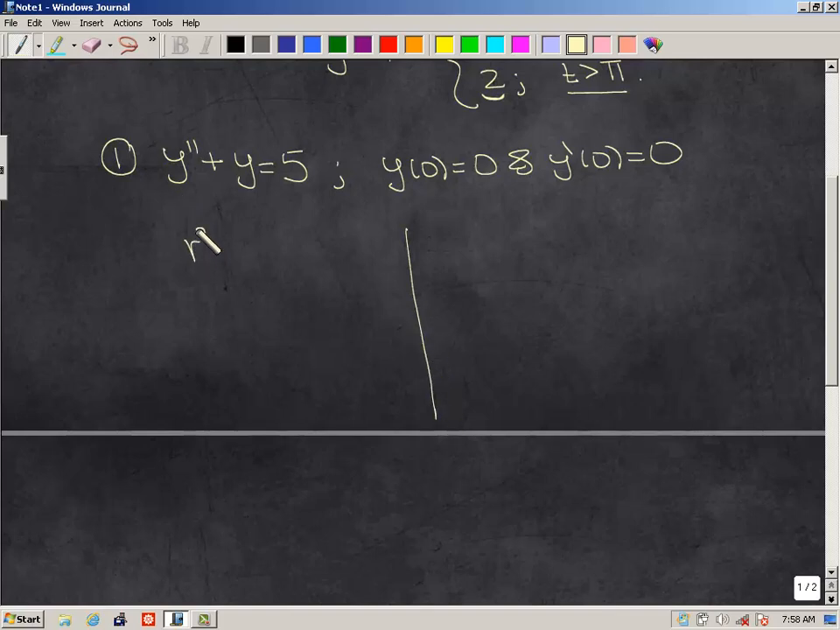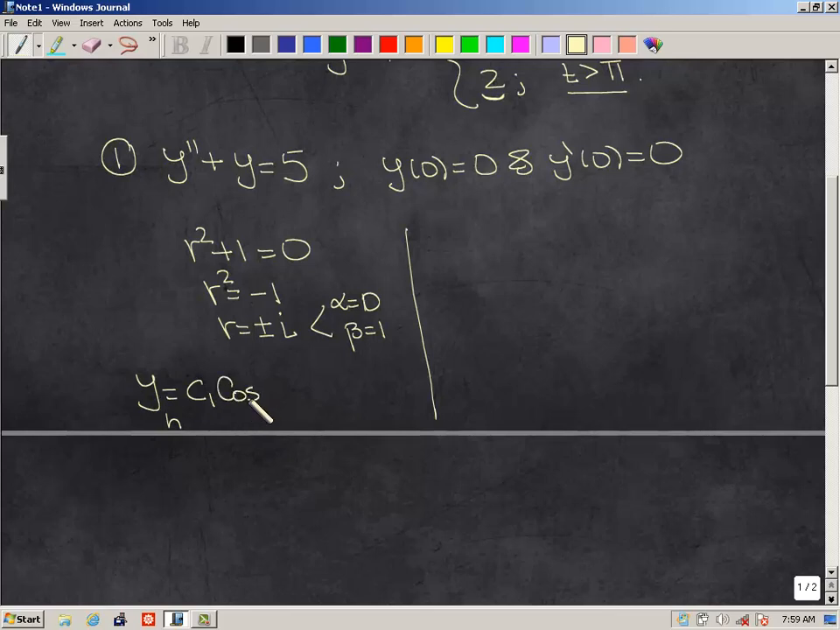So we get r squared plus 1 is equal to 0. We get r squared is equal to negative 1, r is equal to plus or minus i. So this tells me alpha is 0 and beta is 1. So the solution is what? y is equal to C1, the homogeneous solution, cosine of t plus C2 sine of t. All right, so we are done with the homogeneous solution.